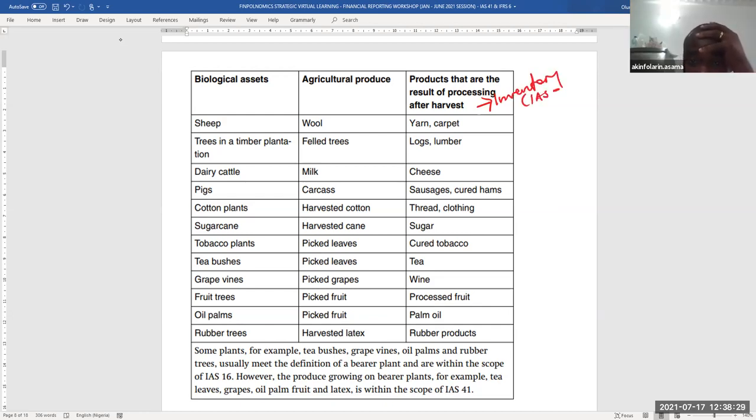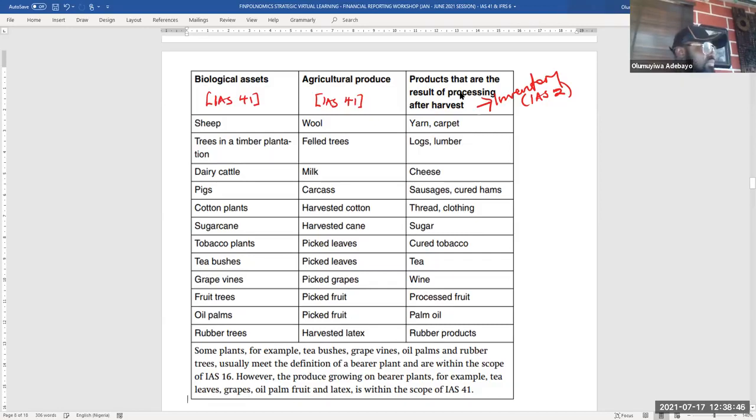biological asset, agricultural produce, and inventory. The first example here is a sheep. A sheep being a biological asset, the agricultural produce under sheep will be the wool, and after processing, it becomes a yarn or carpet, that is as an inventory. Trees in a timber plantation, for example, agricultural produce under it will be felled trees, and when it becomes inventory, examples are logs or lumber.